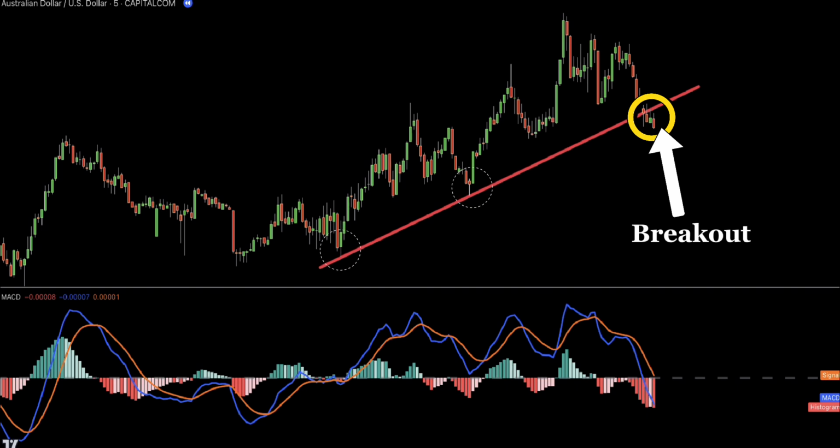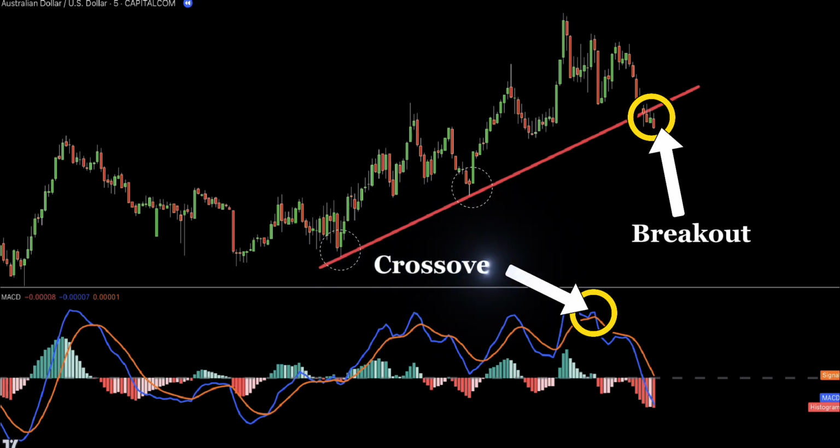Now let's bring in the MACD. Take a close look. The MACD line crosses below the signal line, giving us a bearish crossover. This is key confirmation that momentum has shifted in favor of the sellers. At this stage, we've got two major confluences pointing toward a sell setup: a downside breakout of the trend line and a bearish MACD crossover, but as always, we want to validate this with top-down analysis.